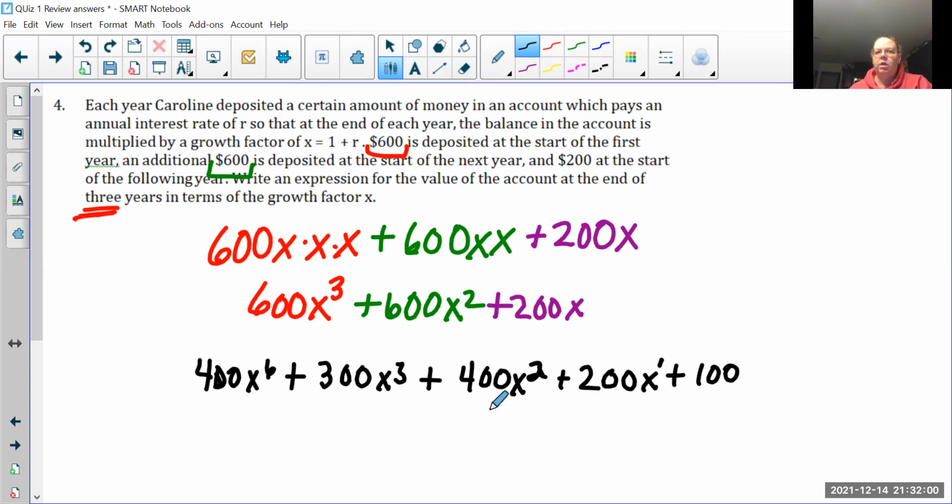So they must not have deposited anything in year 5 and year 4, or like 4 years ago and 5 years ago. All right, so that's question 4 for my class and question 5 for everybody else's class.